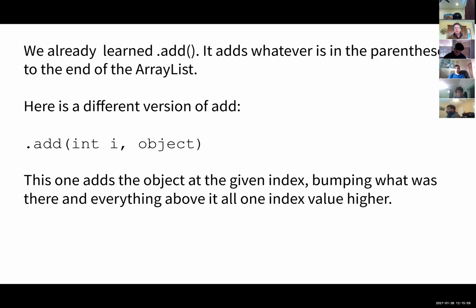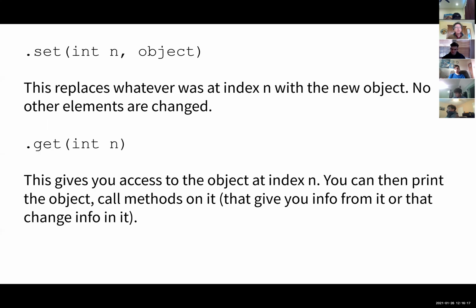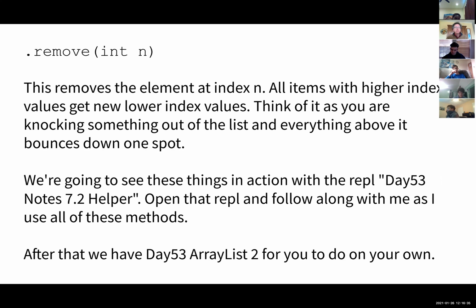So we already learned the regular .add. It takes whatever's in the parentheses and adds it to the end. And here's a different version of add. You give an integer, then a comma, and then the object. So this adds, as I said, at a particular spot and bumps everything above it higher. I'm going to give you live examples in just a sec. And then there's set, which replaces, get gives you access to it, and remove deletes it.